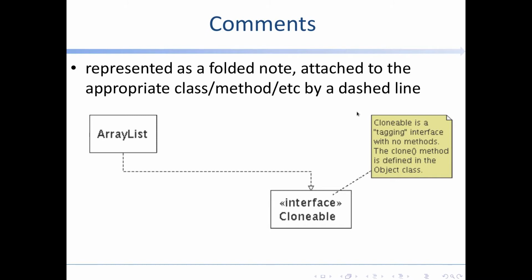So the idea is that when you're making these class diagrams, when there are some complex relationships, you can always put these notes. And the way you do it, you put a dashed line and you attach it to one of these items.